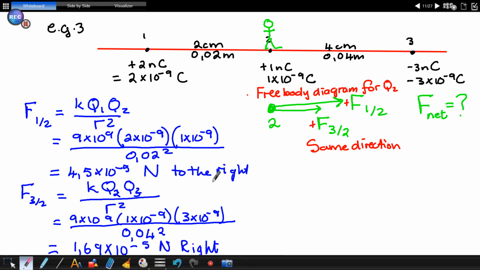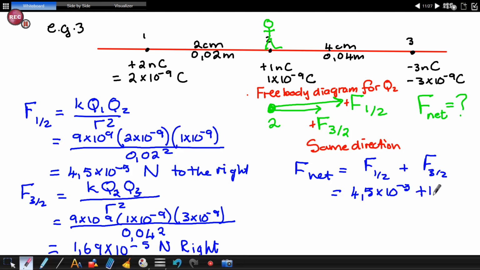Now here you can see to the right. So F net will be F of 1 on 2 plus F of 3 on 2. So I need to add those two values, 4.5 times 10 to the minus 5 and 1.69 times 10 to the minus 5. What do we get? 6.19 times 10 to the negative 5 newtons to the right. Here you won't say attraction, here you say to the right.